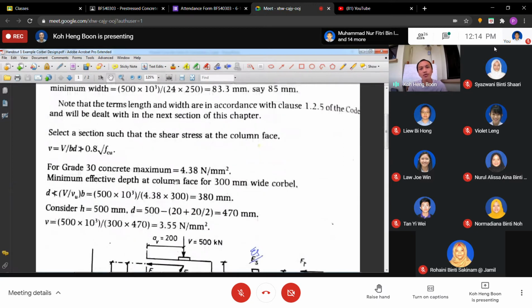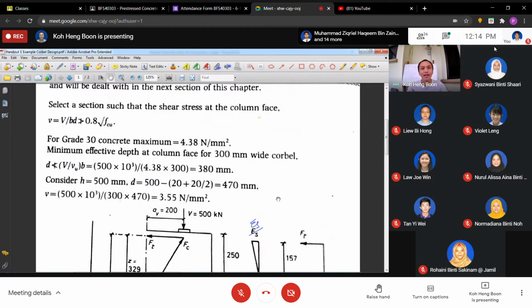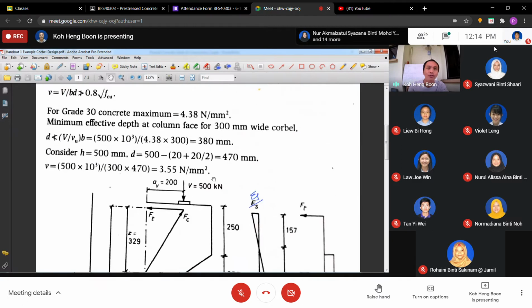This one is to get the size. If there's a question that comes out, most of the time the dimension is really given. You do not need to calculate all this. Just directly use the dimension. Don't go and propose your own dimension. Just use it.